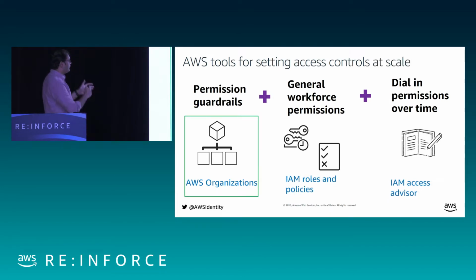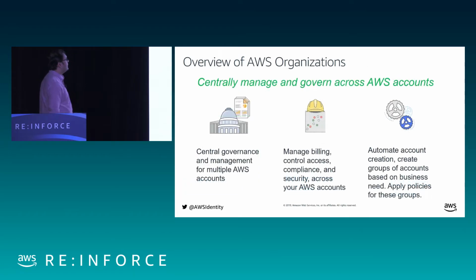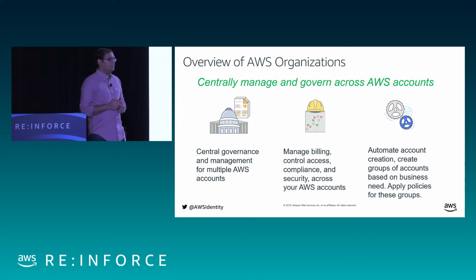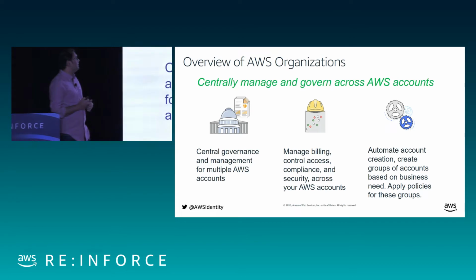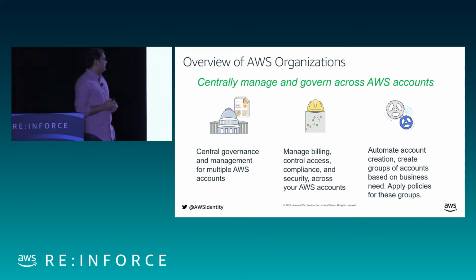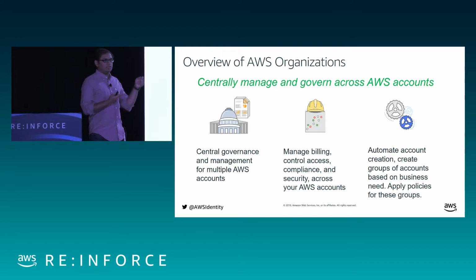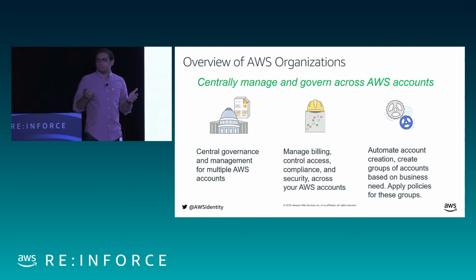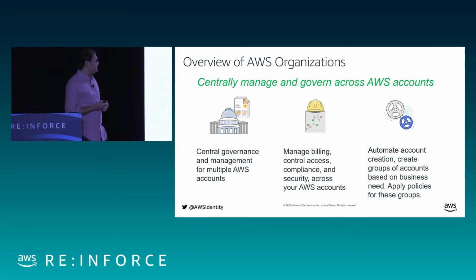All right, so let's focus on Organizations. As a very high-level overview, what Organizations helps you do is centrally manage and govern AWS accounts, right? You can use Organizations to consolidate your bill across your accounts. You can use them to set permission guardrails, which I'm going to go much deeper into. And then you can also use Organizations to manage and group your accounts into cost centers and whatnot.